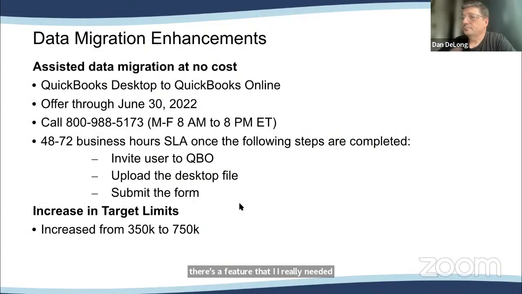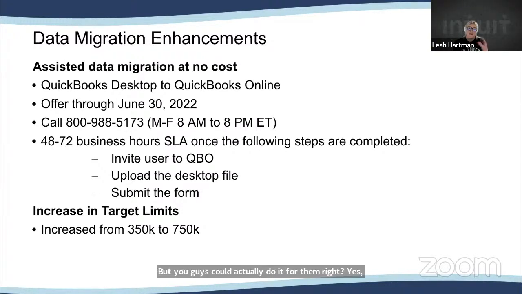All right, so talk a little bit about the data migration enhancements. We talked a little bit about some of these things, but you guys could actually do it for them, right? Yes, actually. And so this is the other half of my team that will be a part of what we call the migration factory. And so really what we're here to do is help you move that data and show you, hey, this is the process and we're happy to help. Ultimately, what we really want you to do is call that 800 number and talk to a salesperson who knows about our migration factory process and to see if you're eligible and qualify.